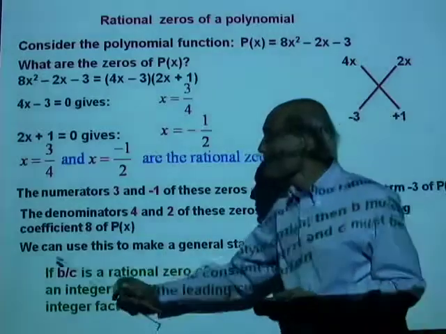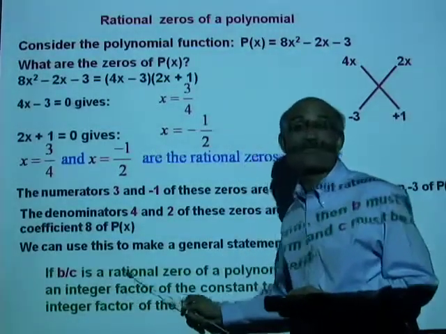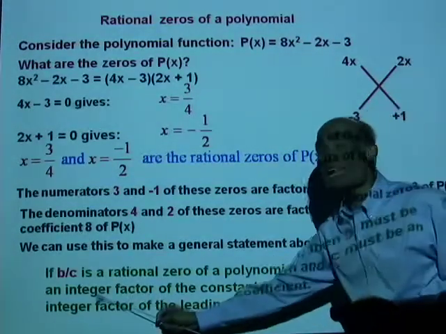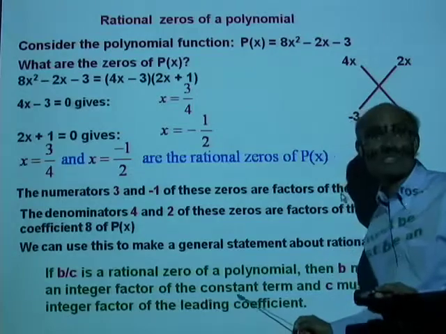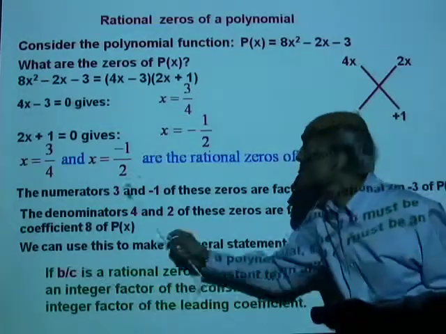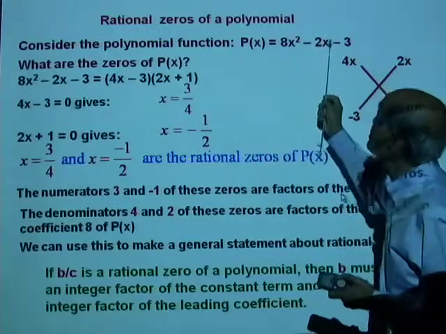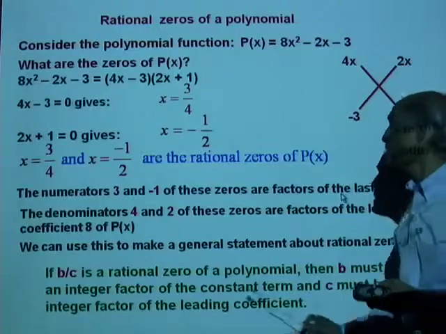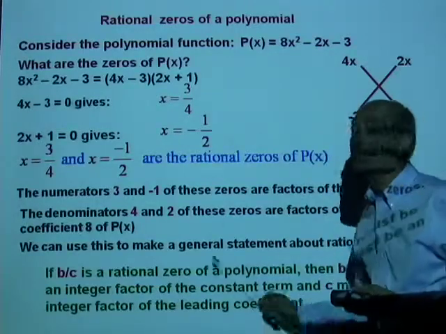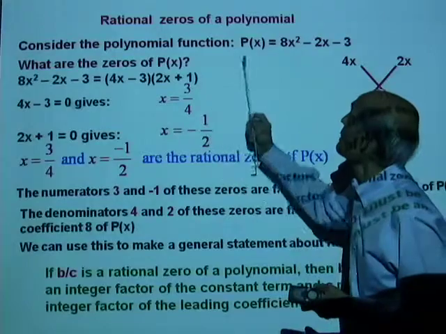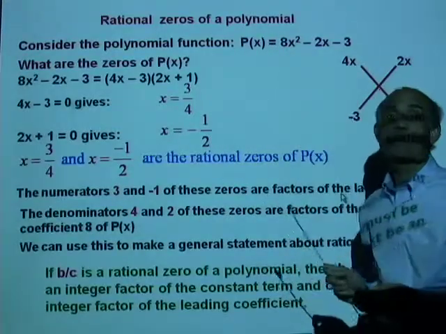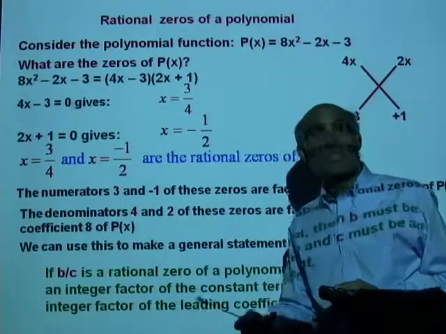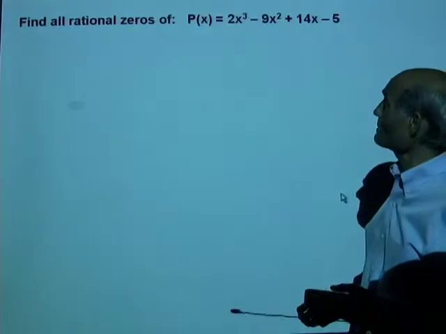That's right. So if b over c is a rational zero of a polynomial, then b must be an integer factor of the constant term. That b, the numerator, has to be an integer factor of the constant term, and the c has to be an integer factor of the leading coefficient. The denominator must be an integer factor of the leading coefficient. That's an important theorem in finding the rational zeros of a polynomial.